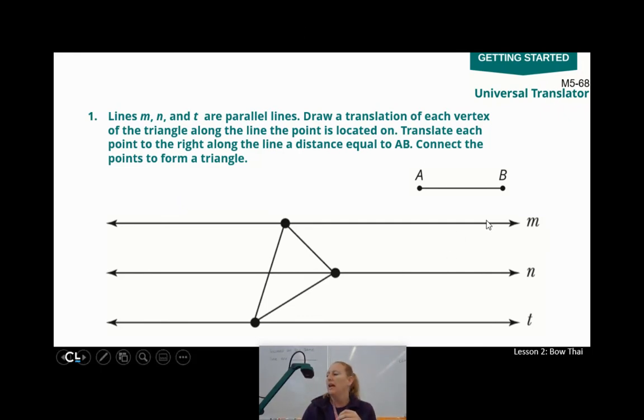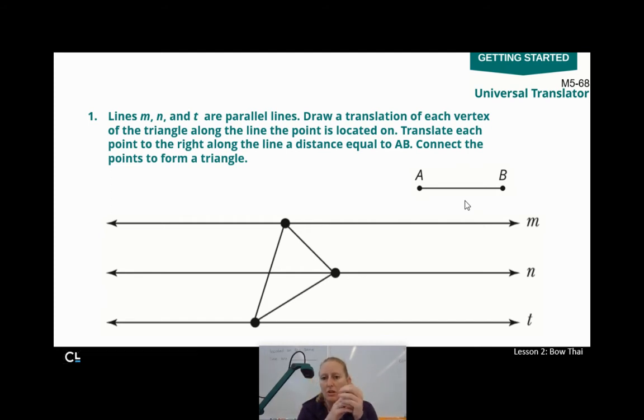So lines M, N, and T are all parallel lines. And what we're going to do is draw a translation of each vertex of the triangle. So we're just going to do one vertex at a time along the line the point is located on. So you can see this top vertex is located on this top line M. So we're going to translate each point to the right. Please make sure you translate to the right. We're going to translate each point to the right along the line a distance equal to AB and then connect our points to form a triangle.